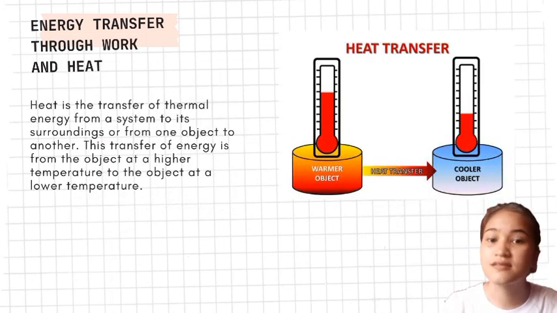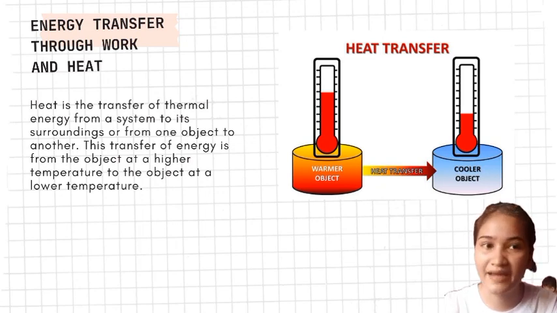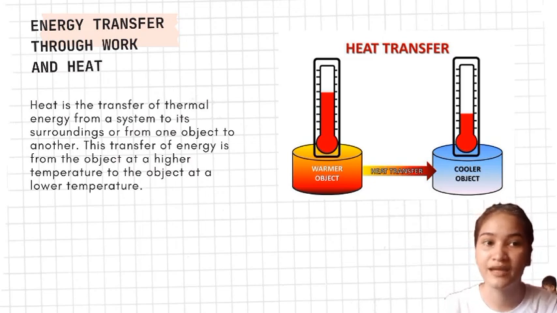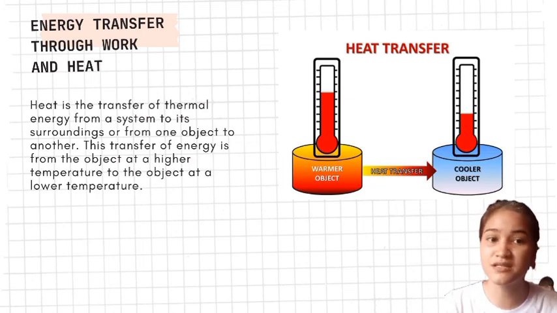transfer is through heat. Heat is defined as a transfer of thermal energy from a system to its surroundings or from one object to another. Heat takes place as a result of difference in temperature. If two objects that have different temperatures are placed in contact with one another, energy will flow from the hotter object to the cooler one until thermal equilibrium is reached.